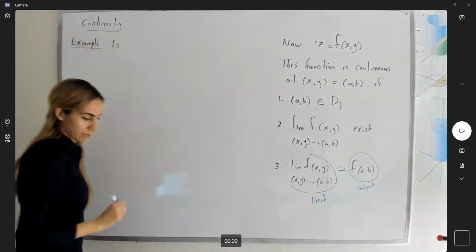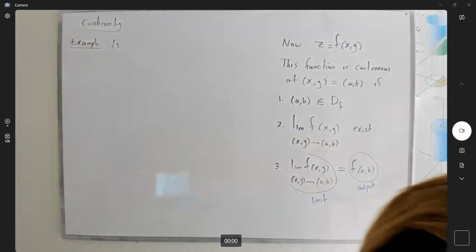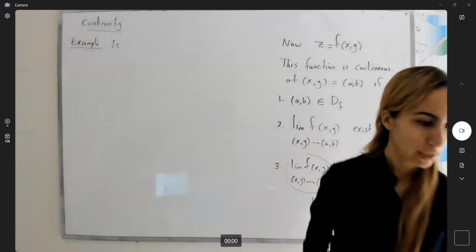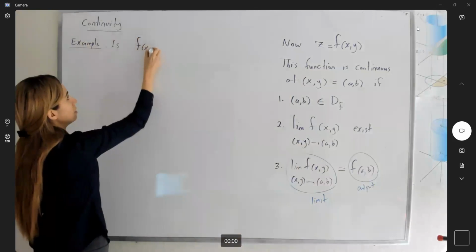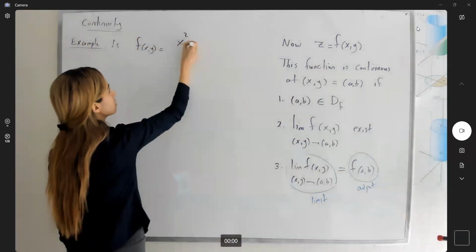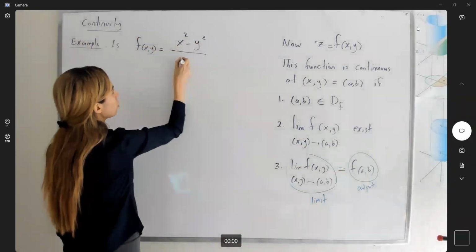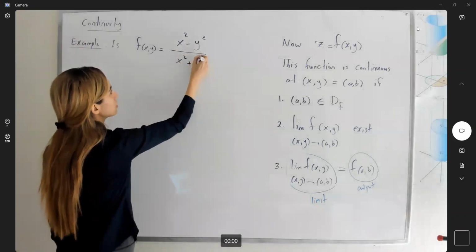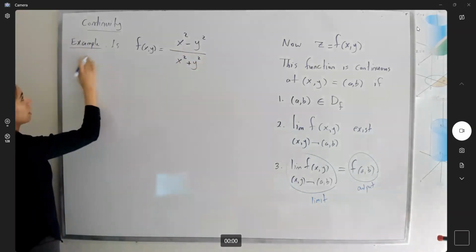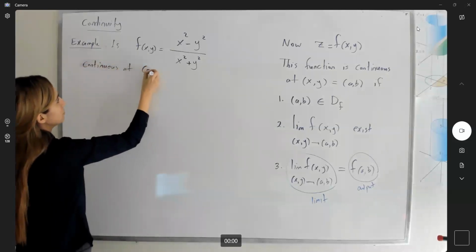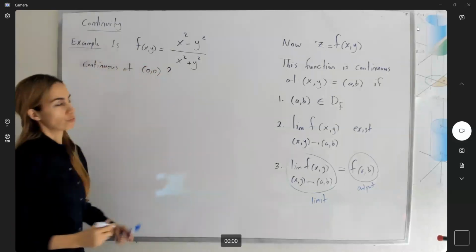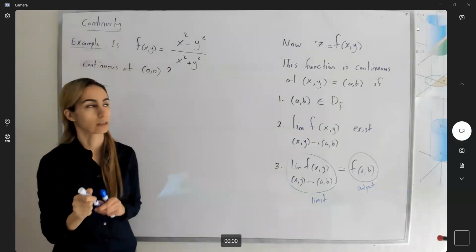Is a function that is defined to us as x squared minus y squared divided by x squared plus y squared, x squared minus y squared over x squared plus y squared, continuous at the origin? Well, we have some conditions to check, all right?